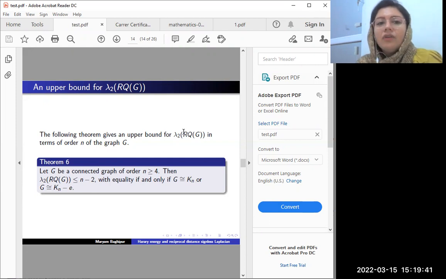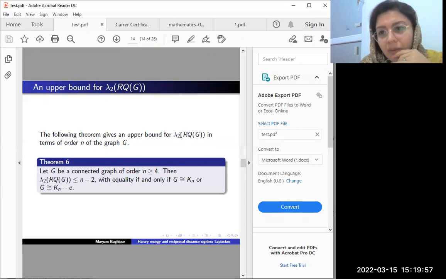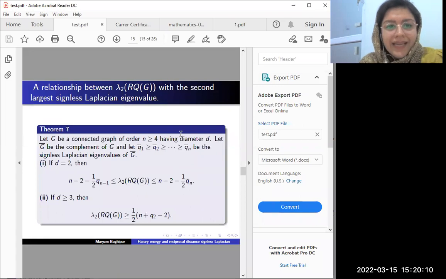As I said, there are a lot of people working on different metrics regarding the second largest eigenvalue. For example, Kincaid-Dots proved an interesting result for the second largest eigenvalue of the signless Laplacian matrix. And recently there are probably some results for these concepts. Another result is the relationship between the second largest eigenvalue and the second largest signless Laplacian eigenvalue.